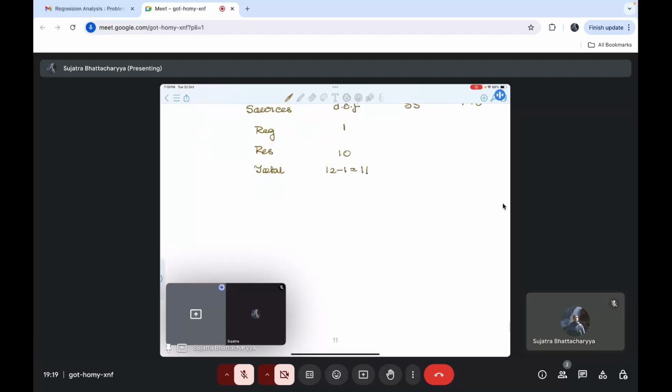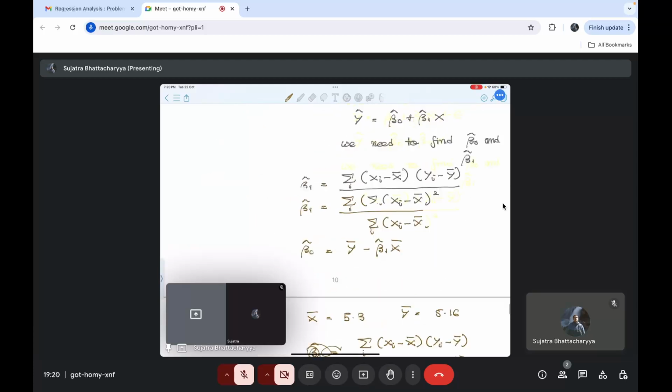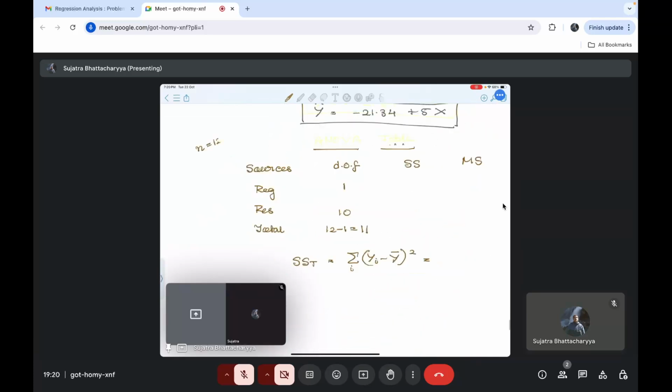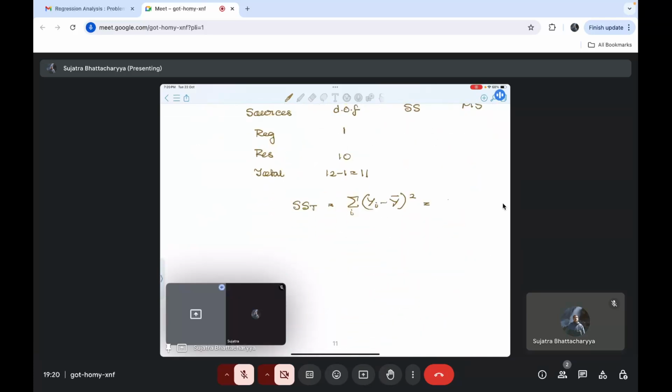Now, next is to calculate the SS. So what is SS total? It is summation yi minus y bar whole square. So what you have to do is take each individual term here, square it and add it. Once you do it, it comes out to be 69.67. So you can easily write this as 69.67.